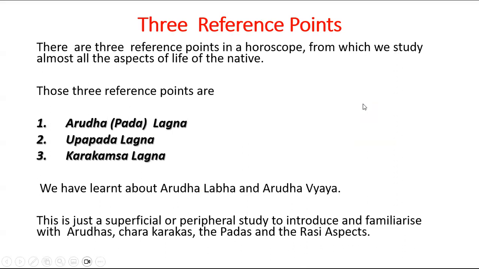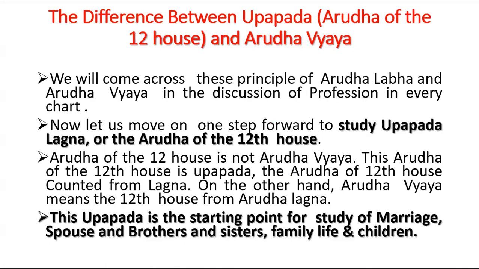There are three reference points in a horoscope, essentially the Arudha lagna, also called Pada lagna, Upapada lagna and Karakamsha lagna. We have already learned about Arudha lagna and thereof the Arudha labha and Arudha vyaya. We will now learn and get an insight about Upapada lagna.